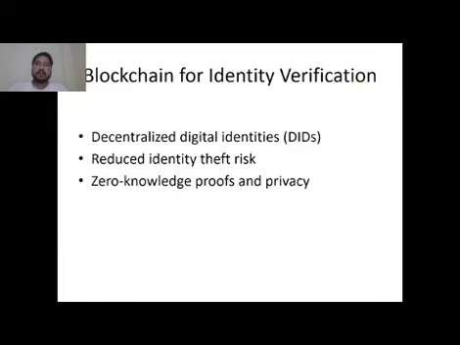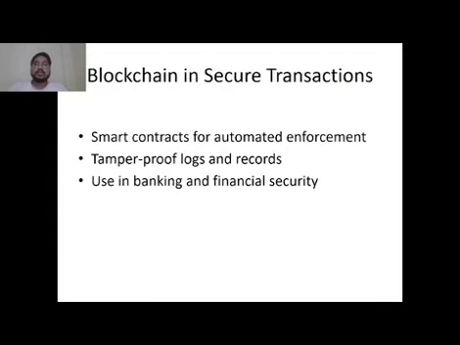So we move to our next slide, that is blockchain in secure transactions. Smart contracts are another powerful tool. They execute automatically when conditions are met. No human interference. Used in financial systems, they prevent fraud and ensure data accuracy. This is game changing for sectors like fintech, supply chain, and even insurance. So, smart contracts for automated enforcement, tamper-proof logs and records, used in banking and financial security.